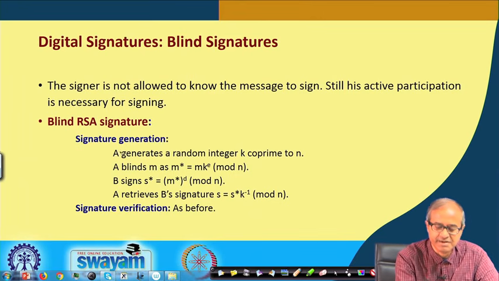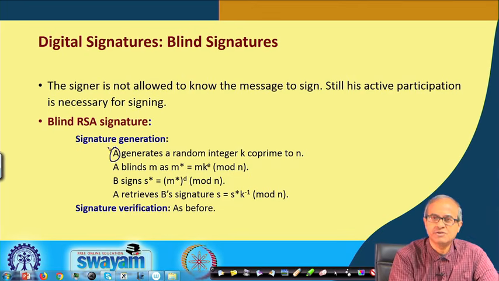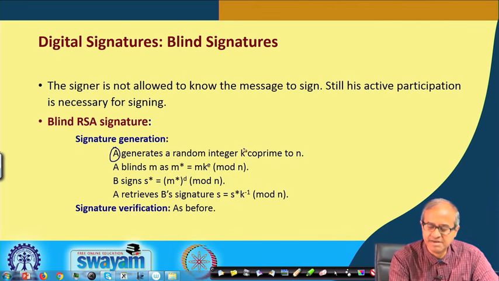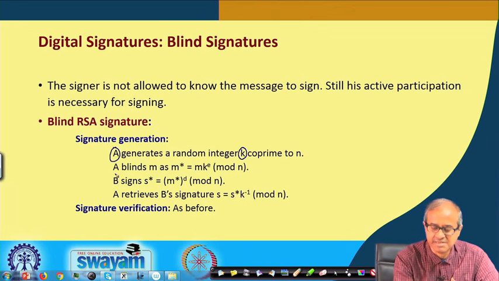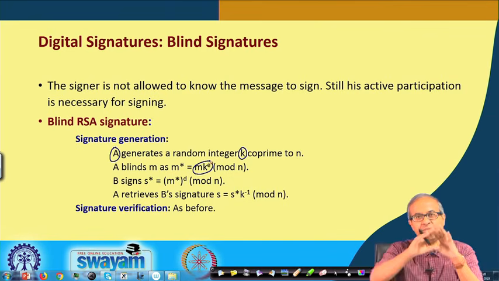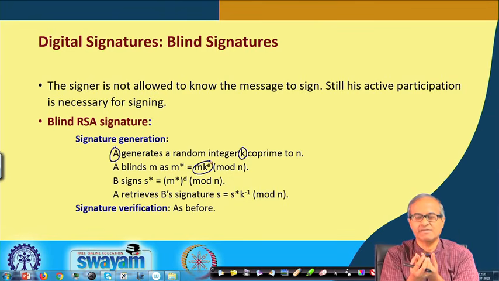sender, suppose A is the sender, okay? A is the person who is trying to send the message. So, what will A do? A will generate a random number k, which is co-prime to that n of, let us say RSA. Here the example I have taken is for RSA, that product of the two prime numbers, that n. So, what A does before the signature process is that it multiplies the message m with k to the power e, so that the original message automatically becomes garbled.